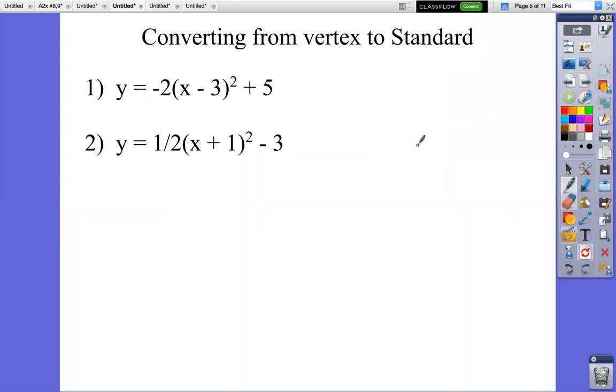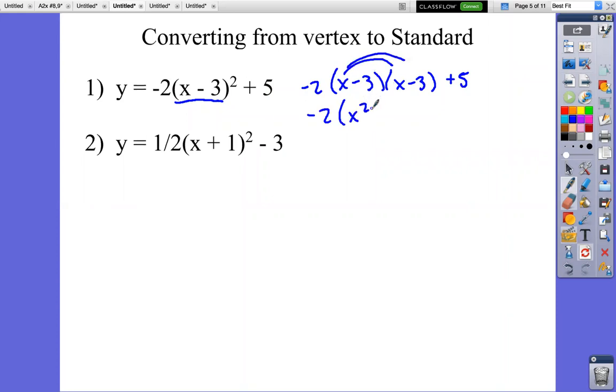Now, I don't know if we'll have time to do this, but we've got about 2 minutes. Converting to standard form. They're going to ask you to do this on your homework. Whenever you are converting to standard form, you have to FOIL this out first. So when you FOIL it out, you don't distribute in, but let's FOIL it first. Minus 3x, minus 3x, plus 9.